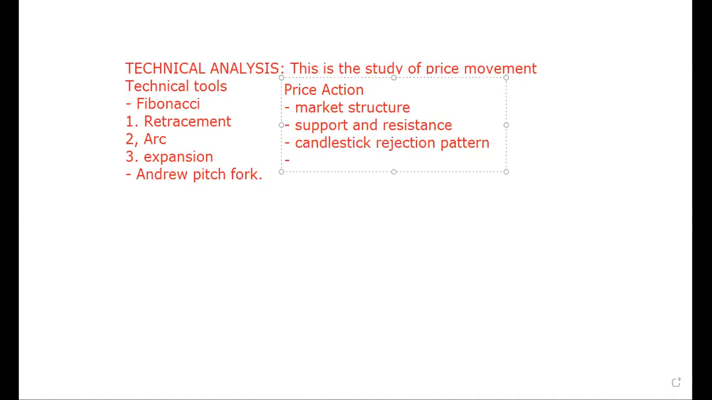Also, we have chart patterns. We have Elliott wave. All these are different ways to study price movement. And lastly, what I will just mention is the harmonic price pattern. All these are different ways that you can analyze to study price movement.